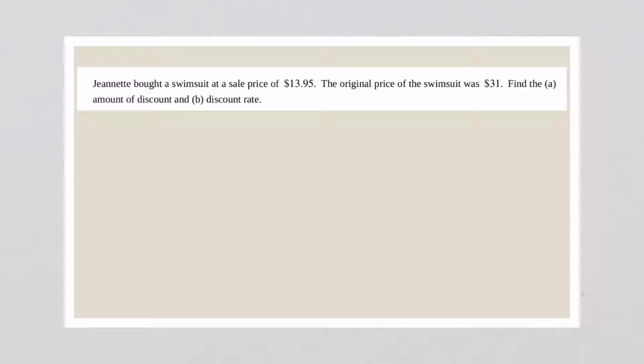Jeanette bought a swimsuit at a sale price of $13.95. The original price of this swimsuit was $31. Find the A, amount of discount, and B, the discount rate. So the original price of the swimsuit was $31, and they're saying find the amount of the discount. So in order to find the amount of the discount, I take the original minus the sale price, and that gives me the amount of her discount.